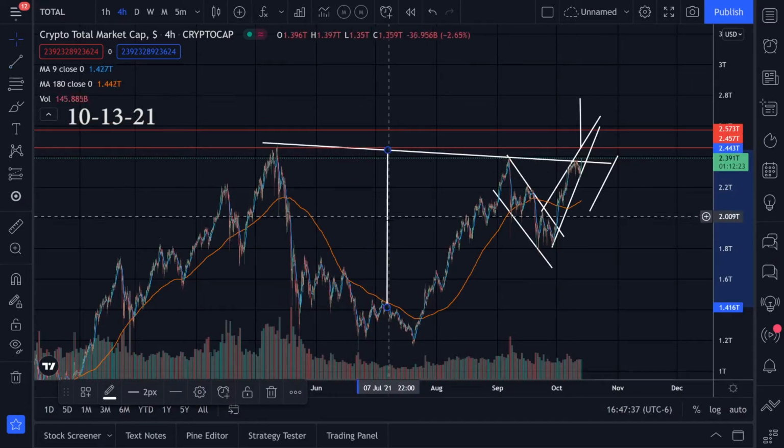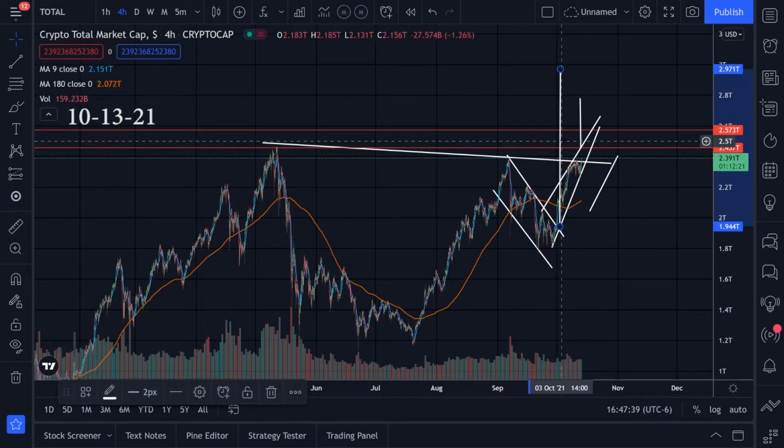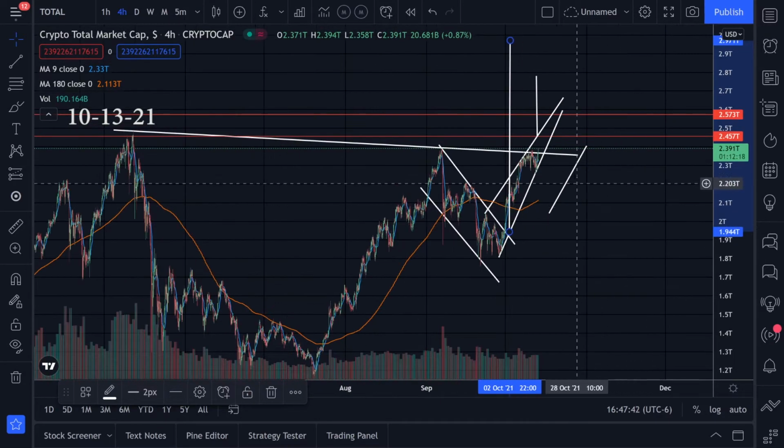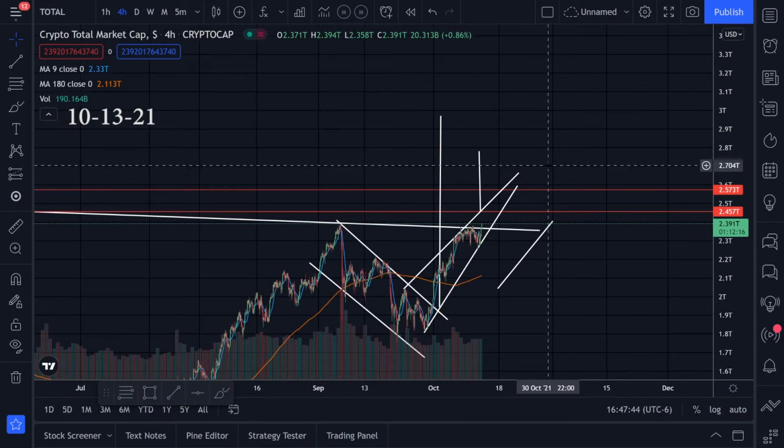Like I said, I think this cup and handle pattern is sitting at around 3 trillion, something like that. So we have a couple different levels to watch. Let me know what you guys think is going to happen.